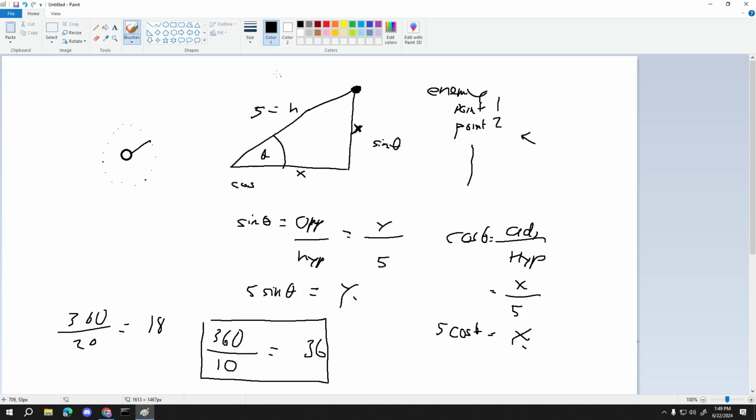Okay. Now, it really depends again on how far you want it to be. If you just want it to be one unit far from your point, of course you just make it one. So same thing: one sine theta will be the y, and one cosine theta will be your x.